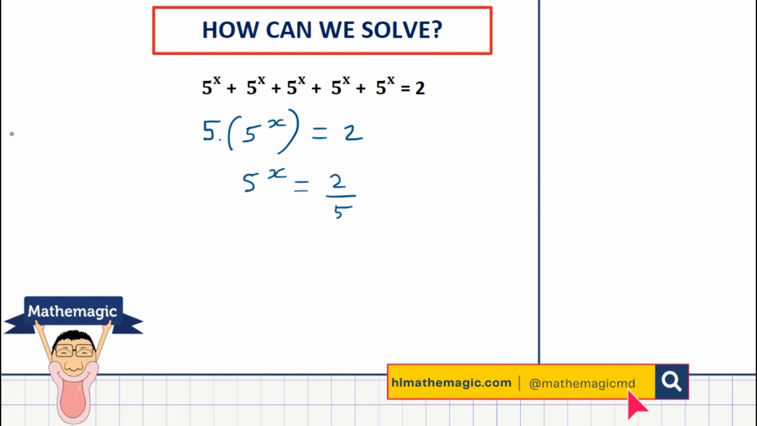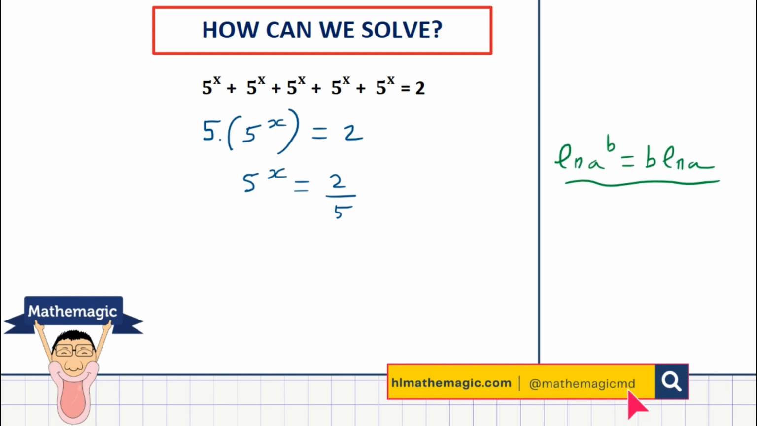Now, when we have a power equation, typically we use logarithms. So we're going to use this law here: ln of a to the power b equals b ln a. So ln is natural log, and it allows us to drop the power in front so that we can solve the power equation that we have here.